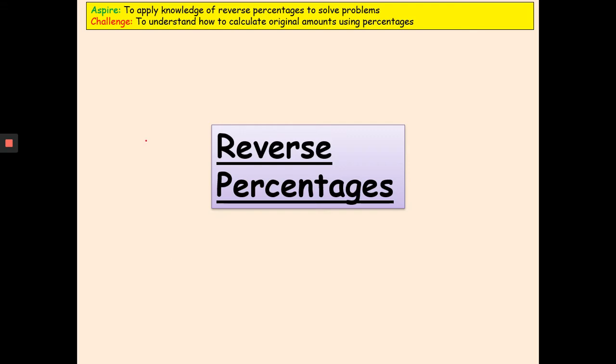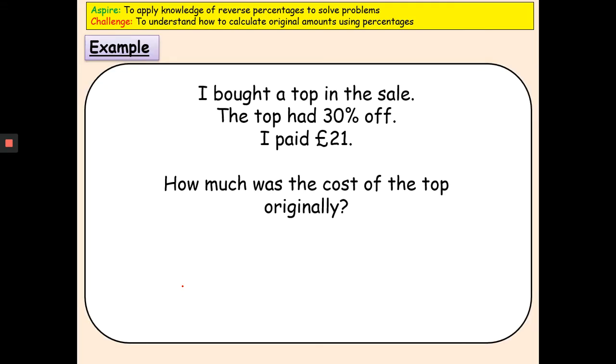Hey, here's a lesson on how to solve some reverse percentages. Right, let's have a look at a question. So I bought a top in the sale. The top had 30% off and I paid £21. So how much was the cost of the top originally?